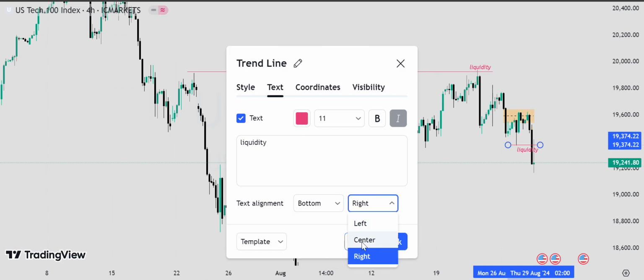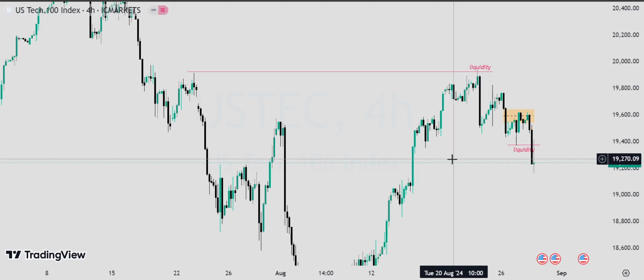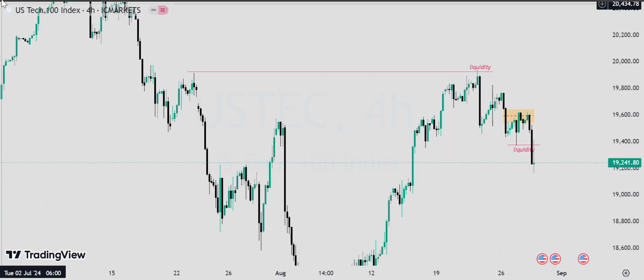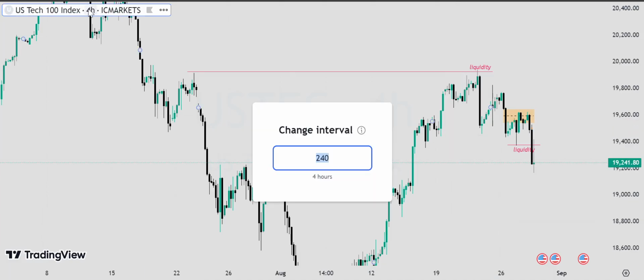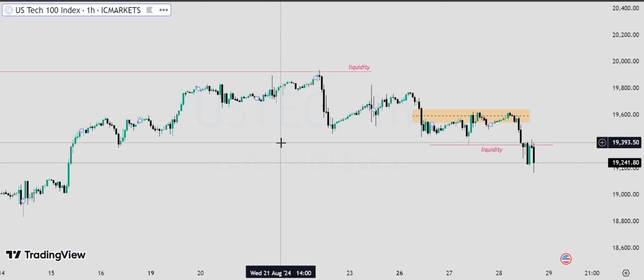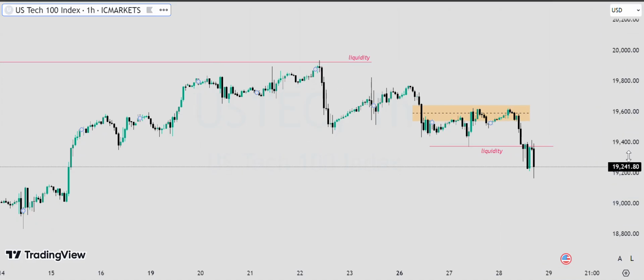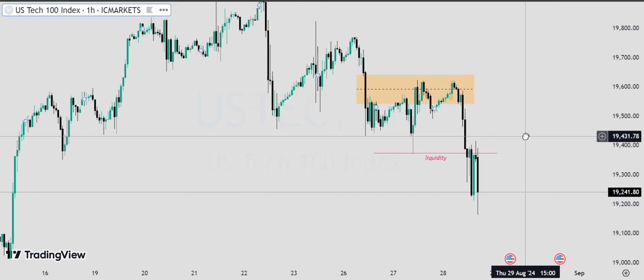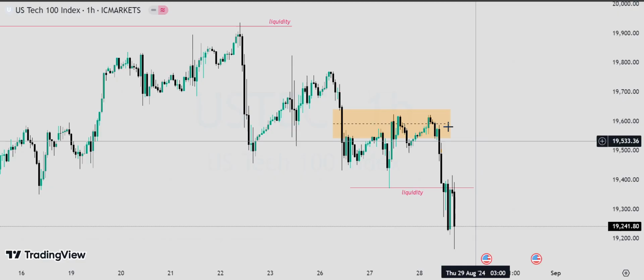You name it, you label it. So that is liquidity. That is its name. So we go as low as 1 minute. 1 hour. So we check what's happening in the 1 hour also. So 1 hour is one of the most important time frames. It's a very important time frame. It gives you so many things.